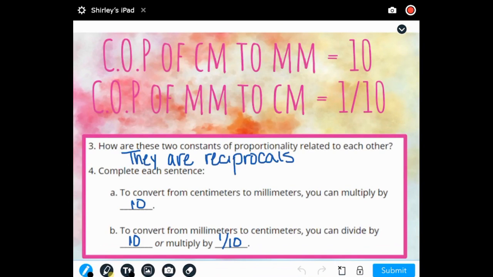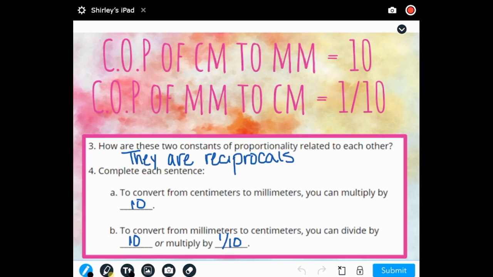Now it says that your constant of proportionality from centimeters to millimeters is 10, and the constant of proportionality from millimeters to centimeters is 1/10. So we can see this relationship of going one direction and then backwards. So think about question 3. How are they related to each other? You can feel free to type your answer in. I know it might be kind of hard to write it out with your pen. So how are they related? What do you notice about them? And then try to fill in those blanks.